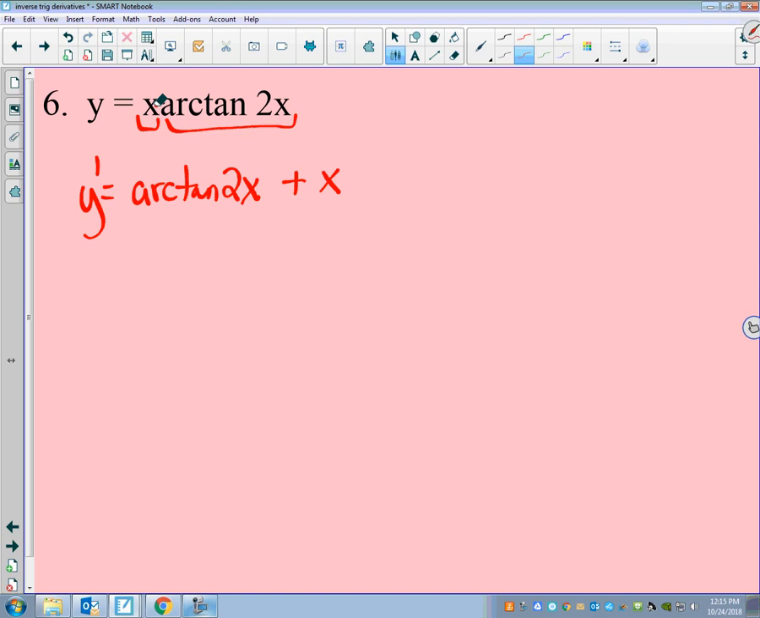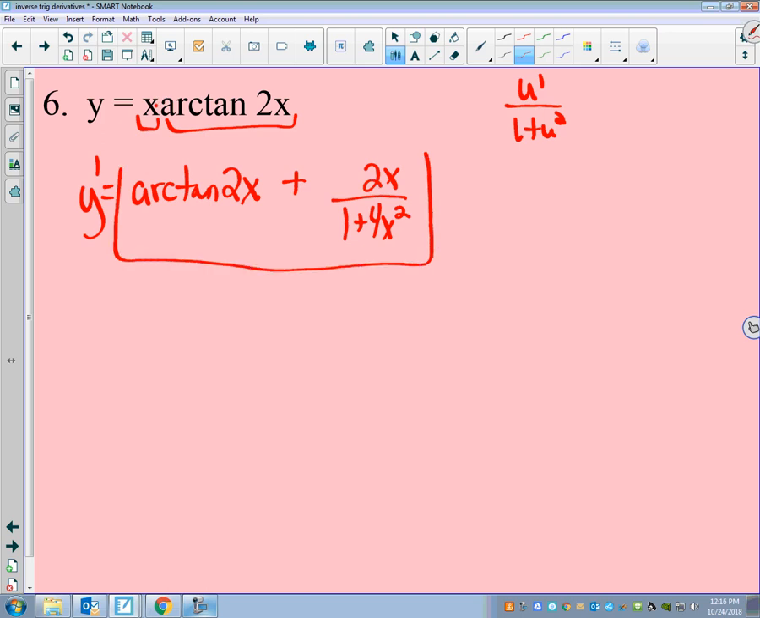the derivative of arctangent is u prime over 1 plus u squared. So u prime is going to be 2 over 1 plus 4x squared. And there's not really a whole lot you can do there, kids. I'm just going to write this as 2x here. I'm not going to get a common denominator. That's going to be my answer. But product rule, quotient rule, chain rule, it can all show up here, okay?